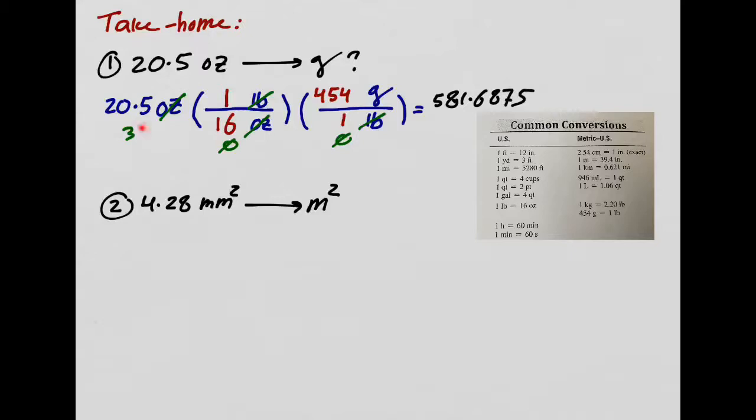Okay? Now we said how many sig figs we need? We need 3 sig figs. So we need to round this to reflect that. This number is 6, so I can round up. So my answer would be 582 grams. Don't forget to put the unit next to it. So far so good? Okay, beautiful.